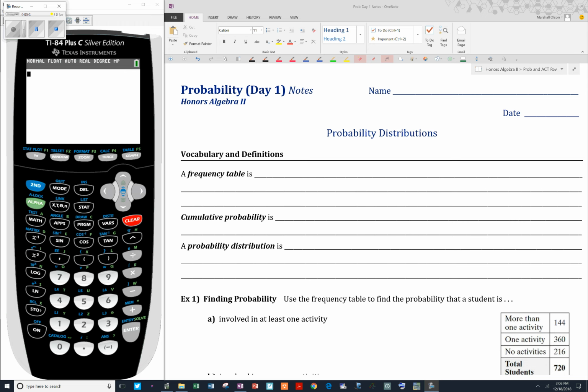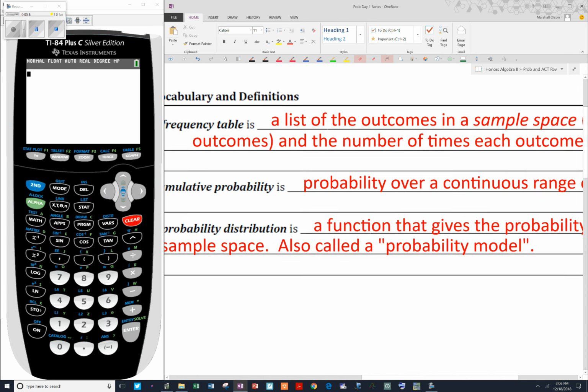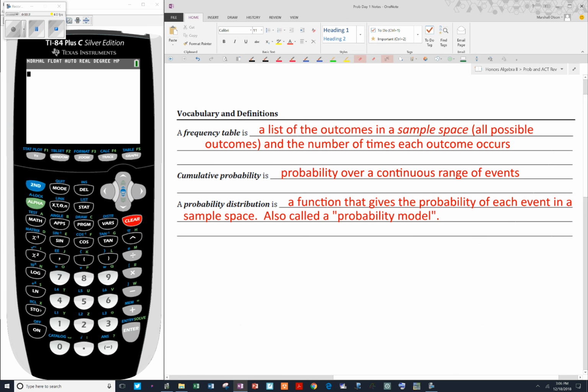Okay, we're going to go over our first lesson on probability here in Honors Algebra 2, which is some basic probability principles and then frequency tables and distributions. So what I'm going to start off with here is just what needs to be put on those first couple of lines there. As you're watching this video, you can pause this and take a second to write these all in, and then we'll continue on with the examples.